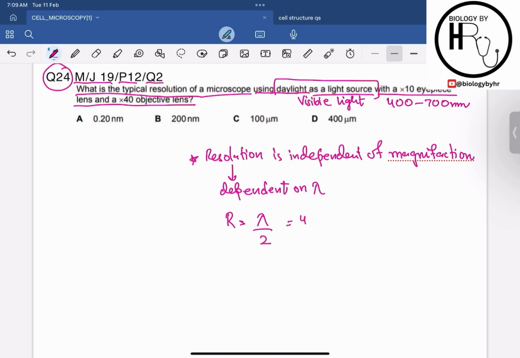So we can do 400 divided by 2, which is the minimum wavelength, right? It gives you the limit of resolution, which comes out to be 200 nanometers. They are saying that objects which are 200 nanometers apart or more will be visible with this type of microscope, right? So it is the typical resolution of the microscope. Hence the correct answer here would be option B, 200 nanometers. I hope that you are getting it and this MCQ is clear to all of you.